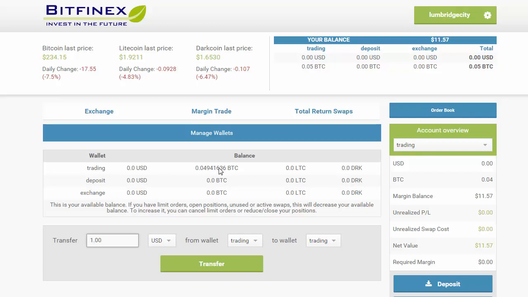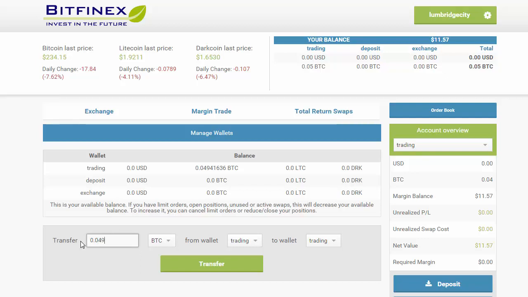And the trading wallet is where you go to do margin trades. The exchange wallet is where you go to do exchange trades, one-to-one leverage. And then the deposit wallet is where you put your money in order to provide liquidity to the rest of the market. And so I'm going to put all of my Bitcoin in there and leave it for a couple days to see how much money I make from it.